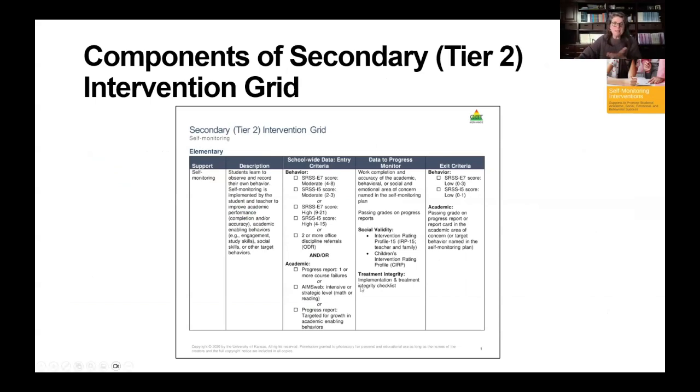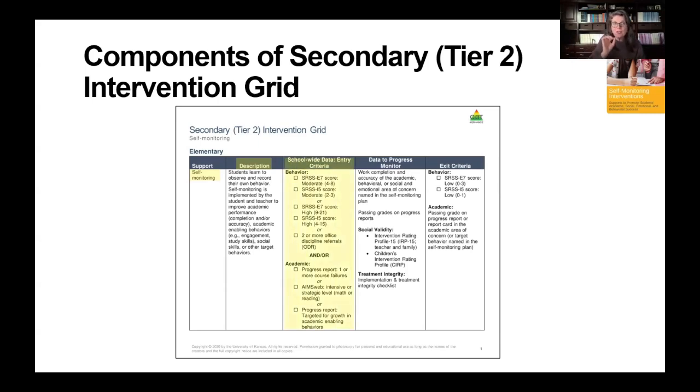So like it might be self-monitoring, and that's named there. That is the name of the intervention. Very effective. Then you'll see a description of exactly what that means, because even though we've got people that have done this for a long time and they know what those supports are, there might be people brand new to teaching that are learning those things. This is the game changer though.